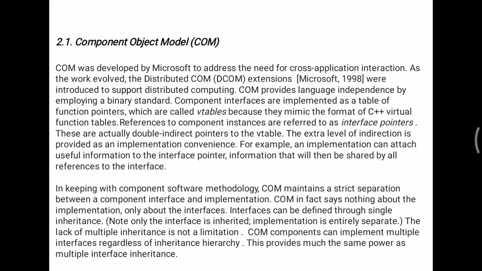References to the component instances are referred to as interface pointers. We use pointers in C++, and we'll be using them in the Component Object Model. These are actually double indirect pointers to be reachable. The extra level of indirection is provided as an implementation convenience. For example, an implementation can attach useful information to the interface pointers, information that will be shared by all references to the interfaces.